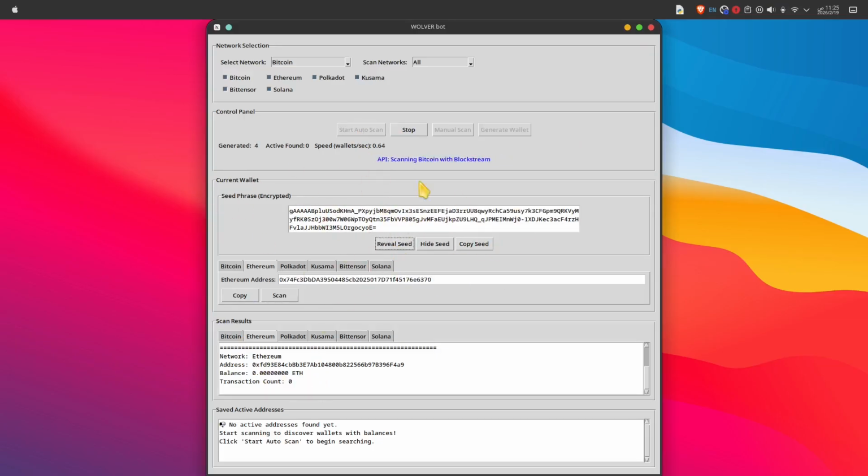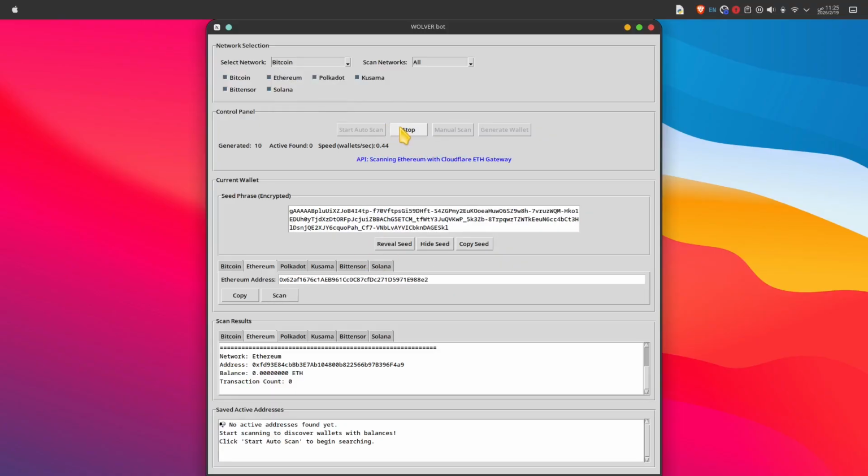Pulling the trigger. All right, enough talking. Let's do this. Hit Start Auto Scan. Boom, look at that. The interface just woke up. And it's hungry. Watch the current wallet display. You see that rolling text?